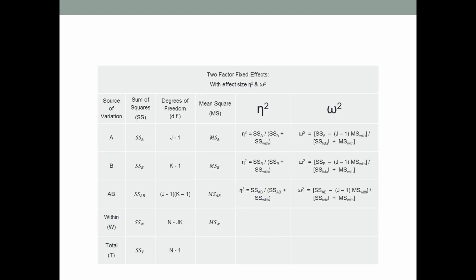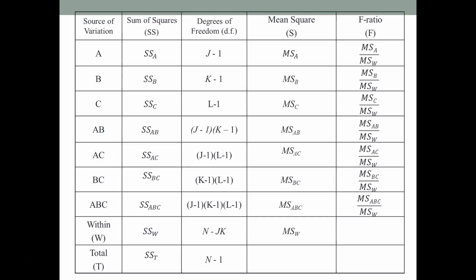Eta is going to be easy. Omega, I'm not going to go through each one of these. You can look at the differences here. What you're seeing is the effect of sums of squares A, sums of squares B, and sums of squares AB, whereas the rest of the model is pretty much held constant. So that's how we would calculate omega. We'll practice one of these and do eta, partial etas and omegas in class.